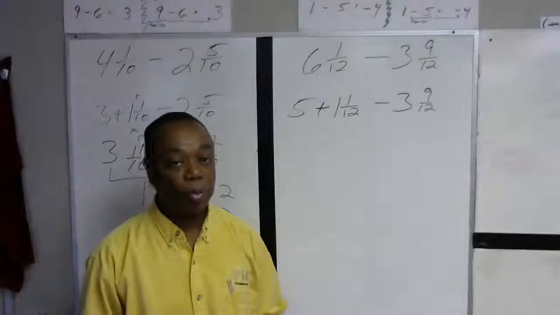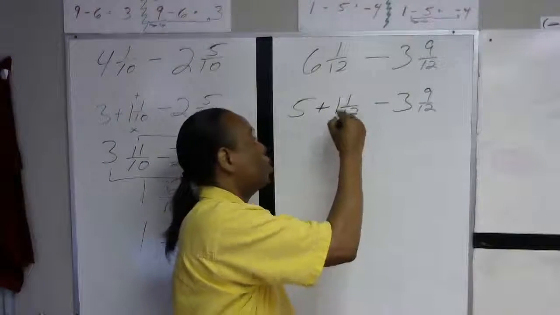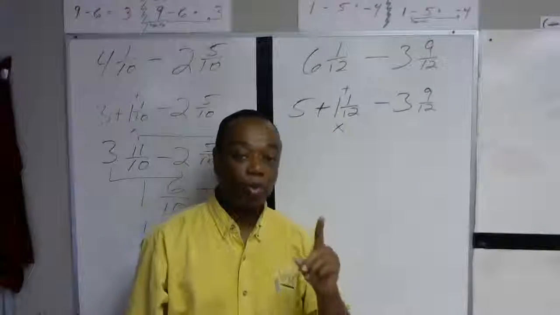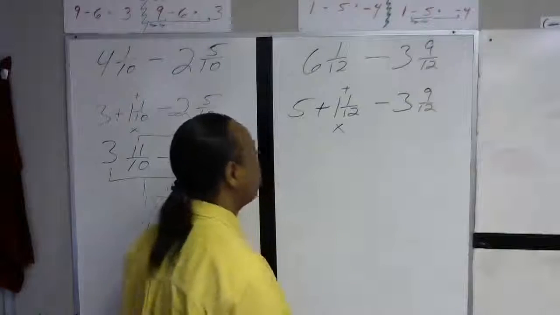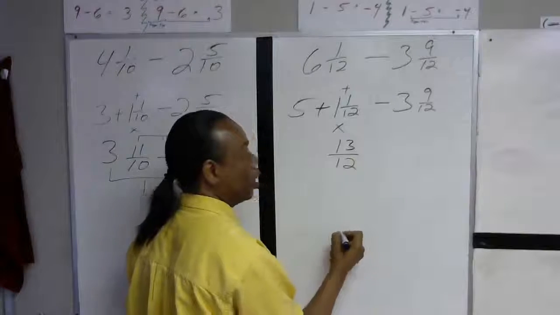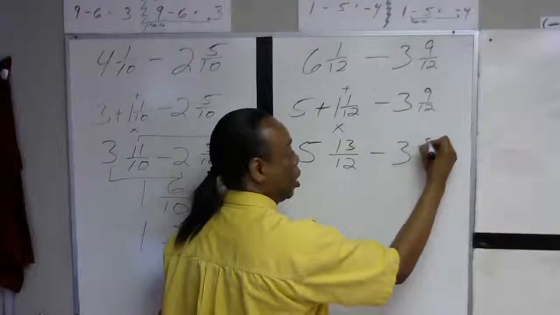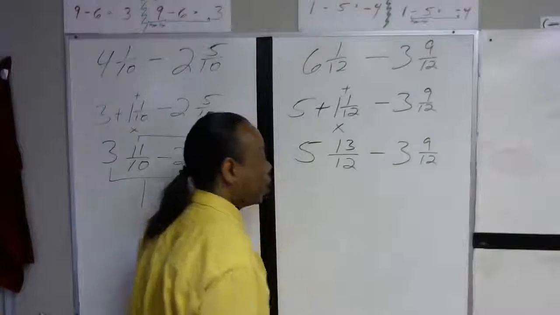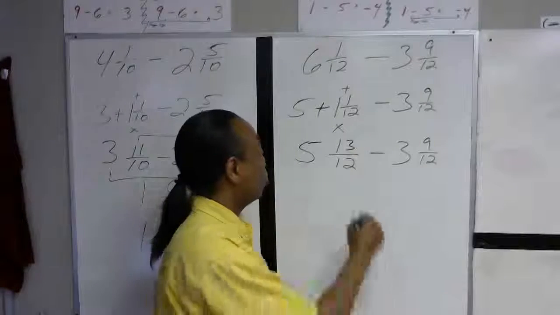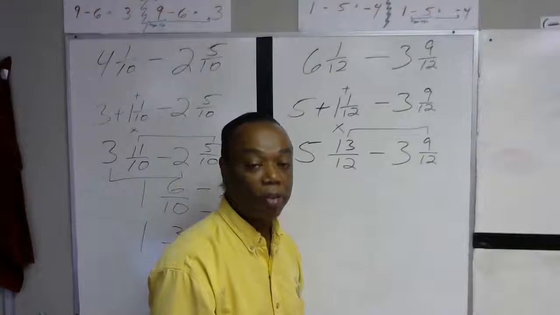From here, I'm going to multiply my 12 times 1 and then add 1. So 12 times 1 is 12, plus 1 more will be 13. And now I'm going to bring down my 5, bring down my minus 3 and 9/12. Okay, now I can subtract my fractions. 13/12 minus 9/12 would leave 4/12.